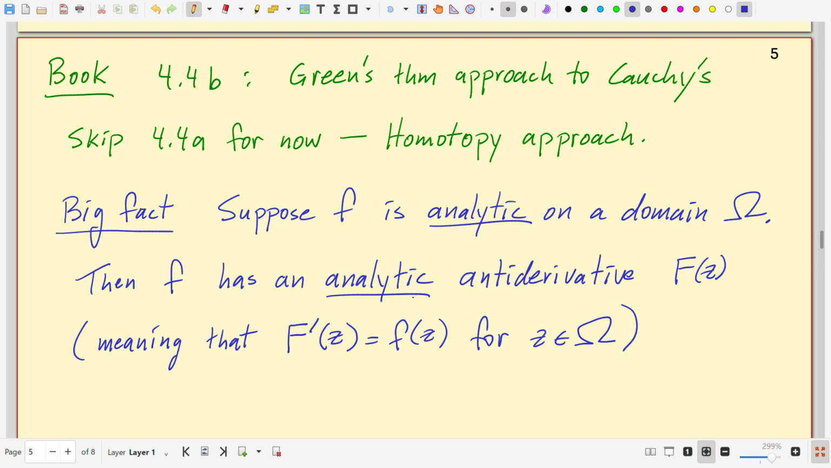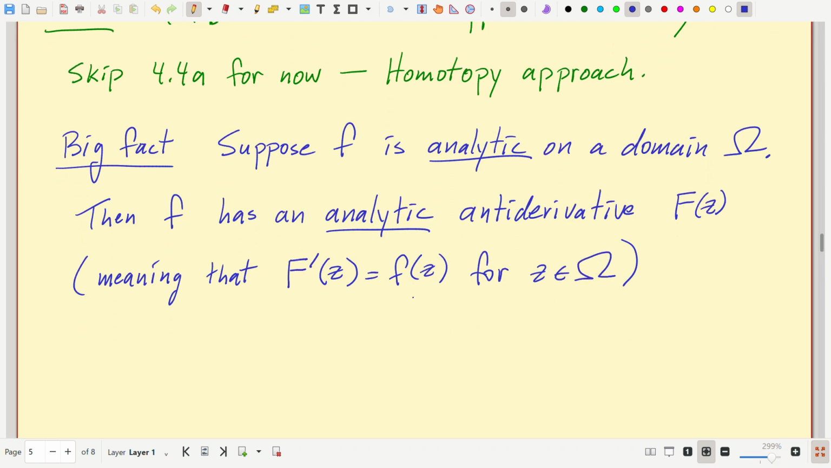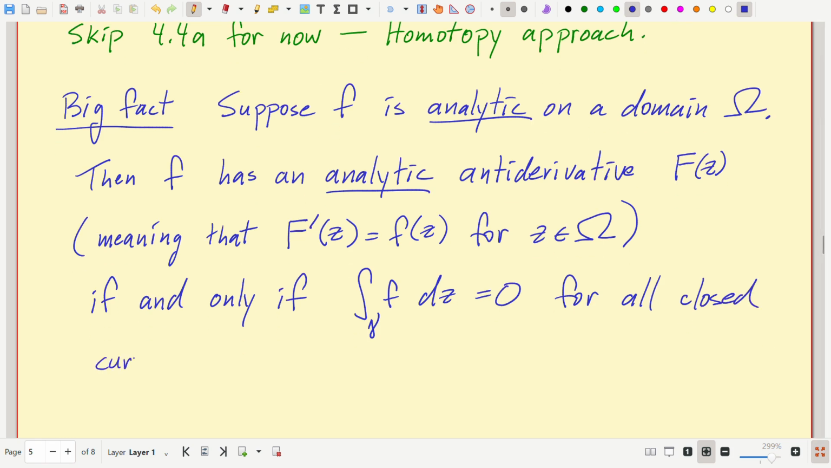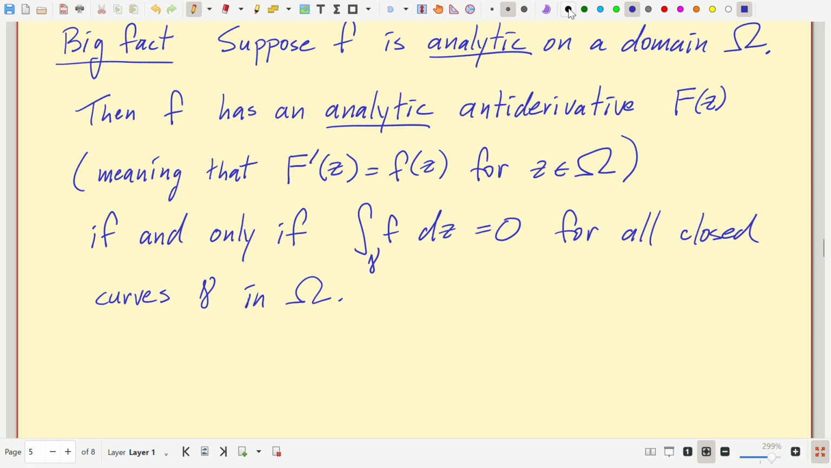That's an if and only if the integral around every closed contour is 0. So we've got two-way implications here. If and only if the integral around gamma of f dz equals 0 for all closed curves gamma in omega. And one direction is a snap. You've already made note of it. So the proof, this direction is easy.